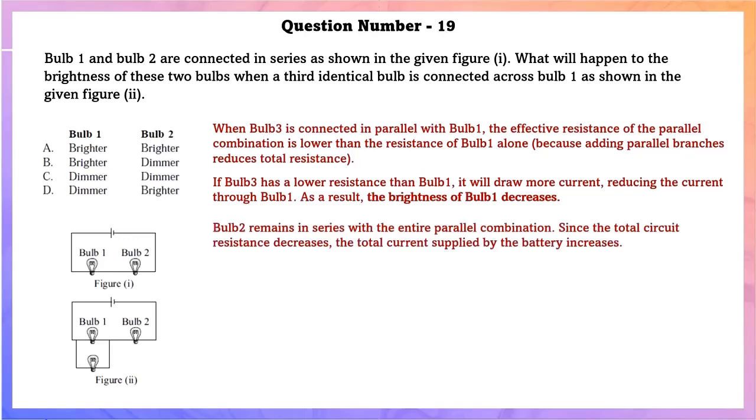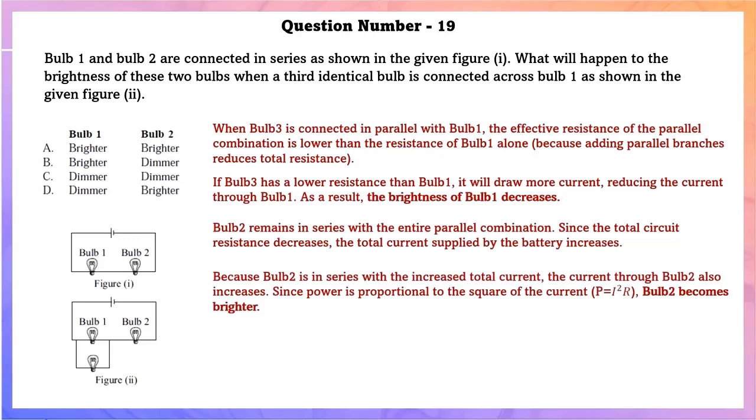Bulb 2 remains in series with the entire parallel combination. Since the total circuit resistance decreases, the total current supplied by the battery increases. Because bulb 2 is in series with the increased total current, the current through bulb 2 also increases. Since power is proportional to the square of the current, that is, P equals I squared R, bulb 2 becomes brighter. Therefore, the correct option is D. Bulb 1 becomes dimmer and bulb 2 becomes brighter.